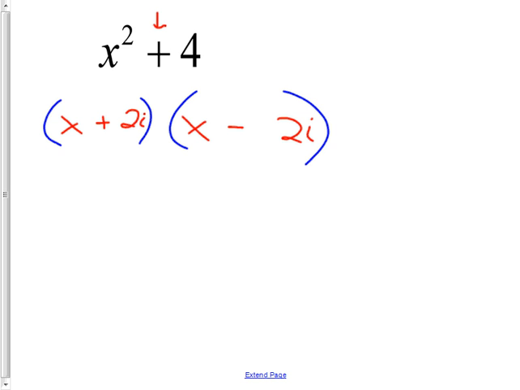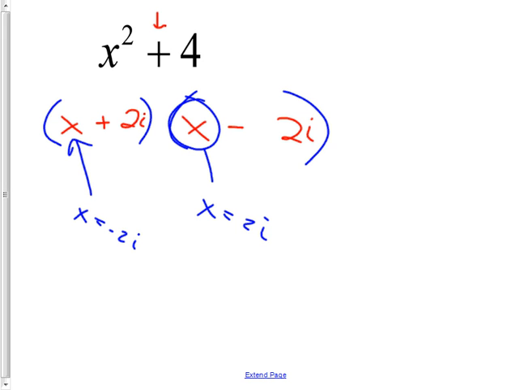Now, what's cool about it is, when they ask you the answers for this, you'd be able to say, oh, what does x have to be here to make this part 0? x has to equal 2i. And what would x have to be there to make it 0? x would have to be negative 2i. See how you get the answers pretty quick then? So you don't have to do it that way, but if you do, then you get your roots really easy.